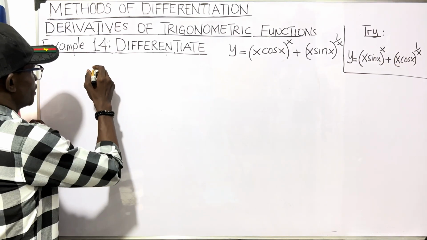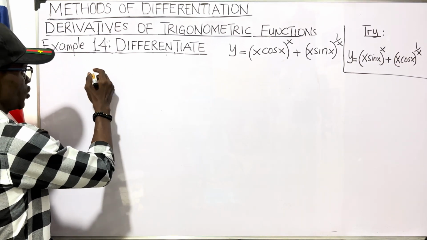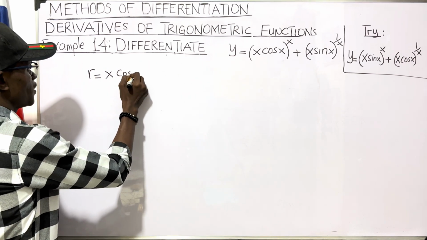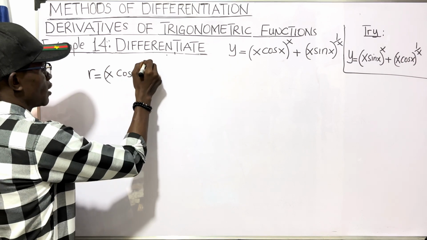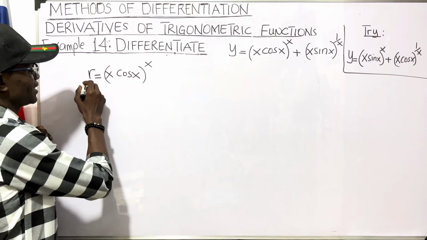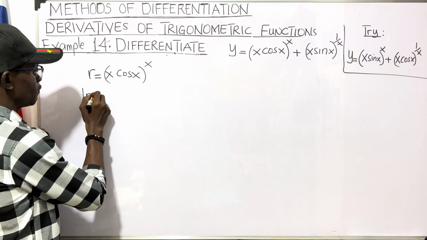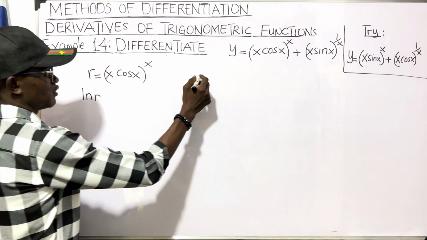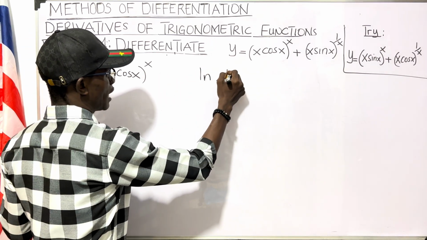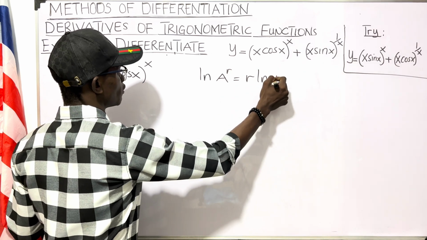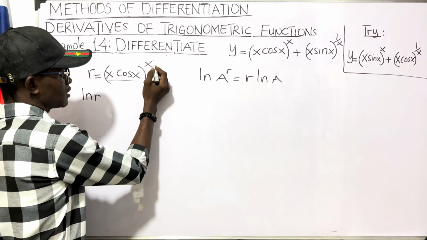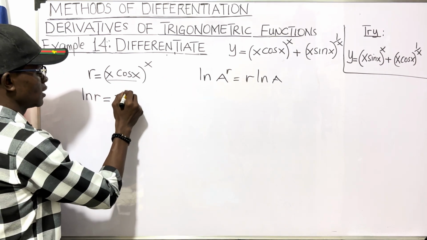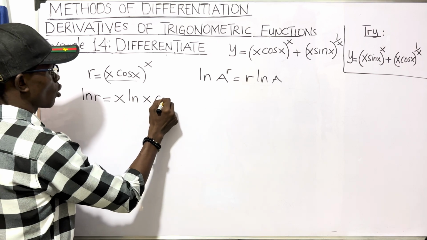Like we said in the previous lecture, let r be the first function, x cos x raised to the power x. If we take the ln on both sides, the ln of r, this power will drop, because the ln of a raised to r is equal to r times the ln of a. So this r comes in front of the ln. It's going to be x ln of x cos x.